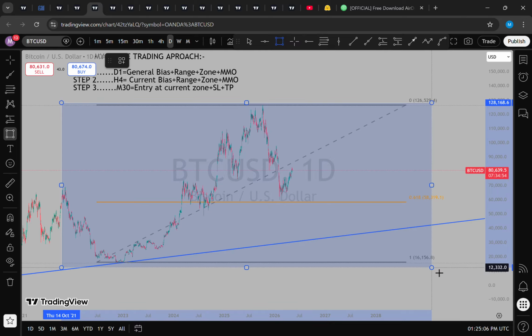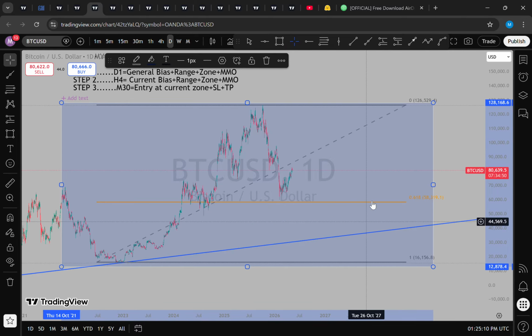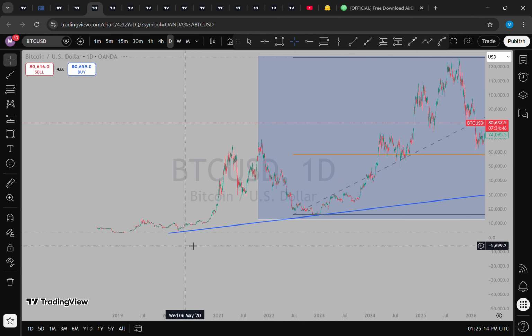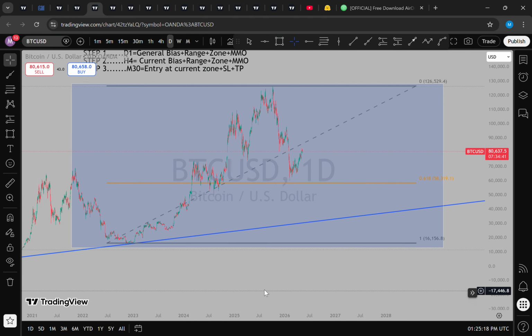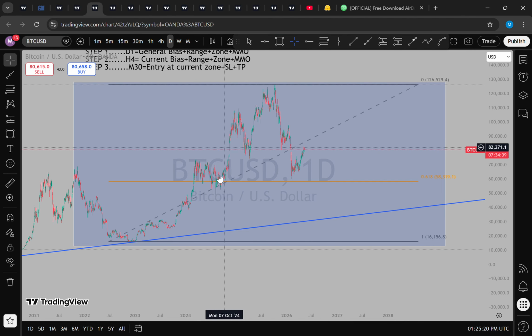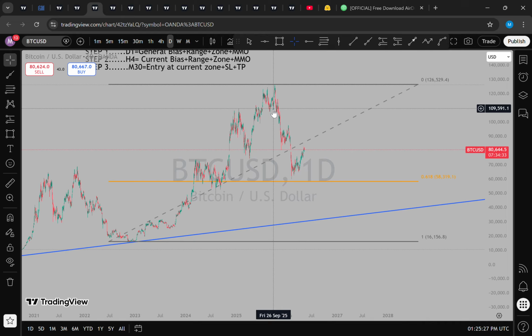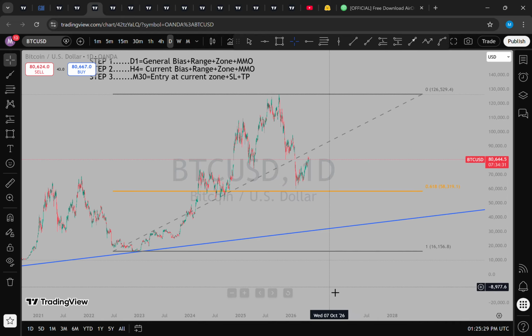So if I'm going to work on the daily time frame, whatever I'm going to do is going to be within this place. I don't have business in all of this. So my concern is within this range. Now let me take out this.